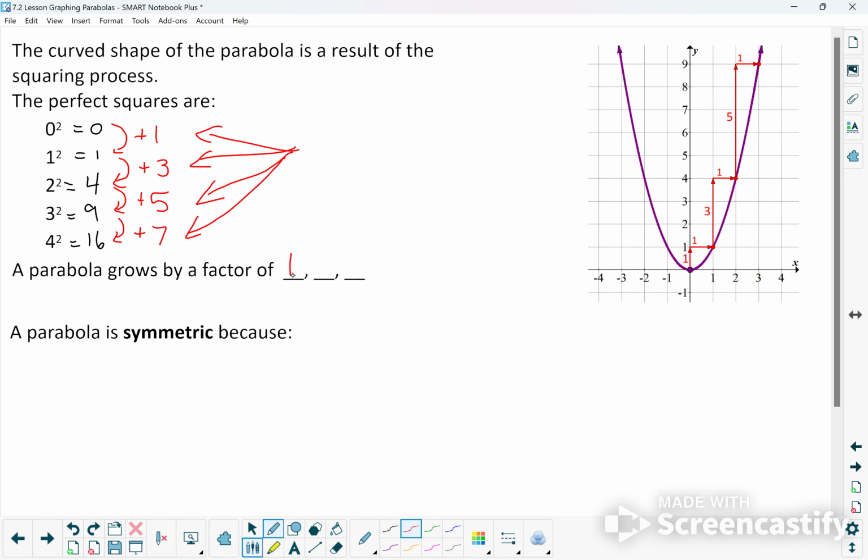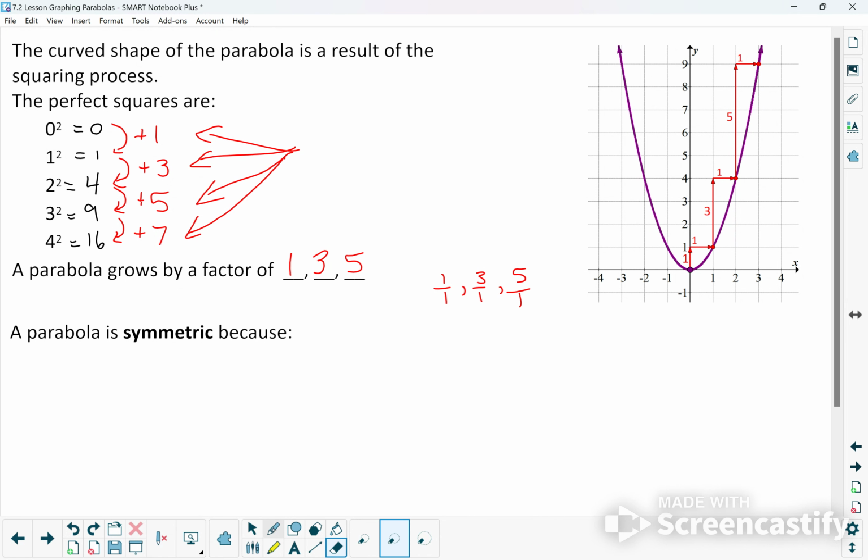So we kind of just call that the 1, 3, 5 pattern for a parabola. So we first go up 1 and then over 1. Then we go up 3 over 1, and then we go up 5 over 1. So each time, you can think of these as fractions over 1, like when we do slopes. So we don't go up 3 over 3. We go up 3 over 1. So 1, 3, 5 is the pattern that we use to help us get this U parabola shape.